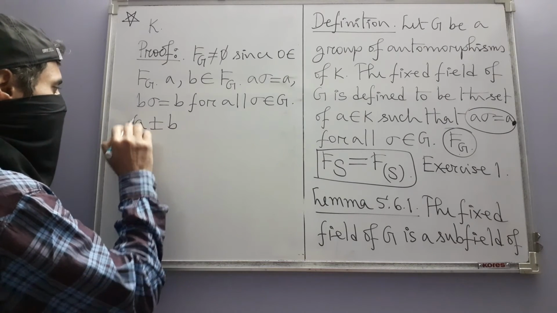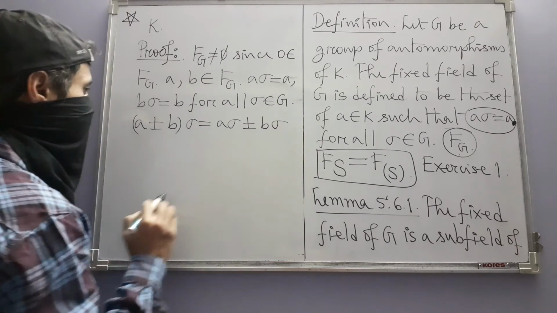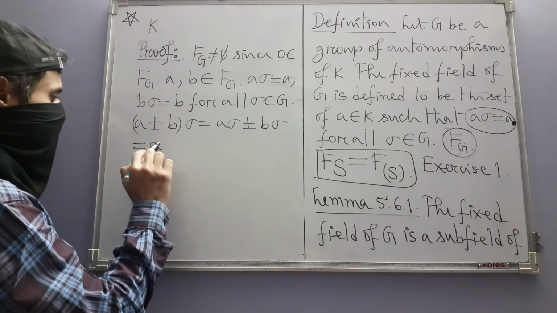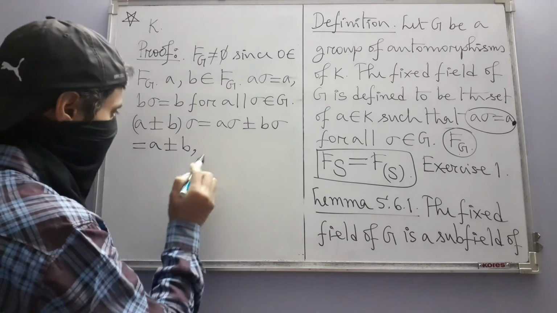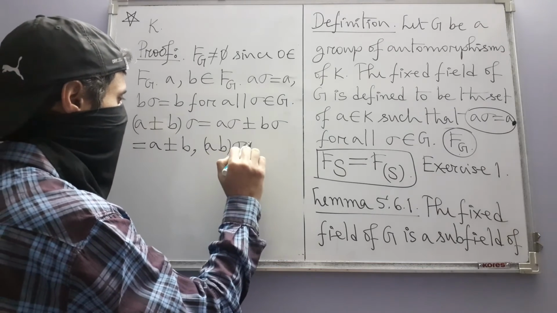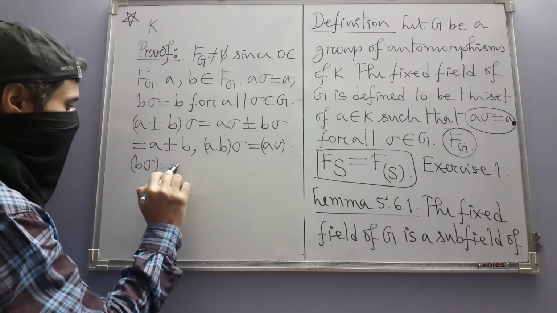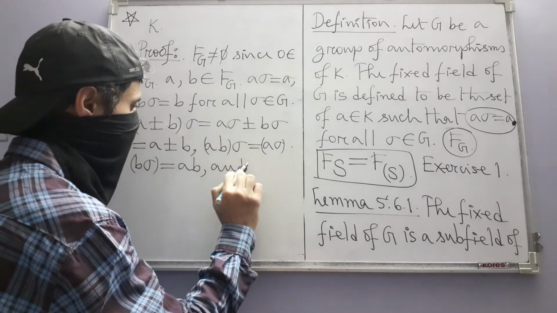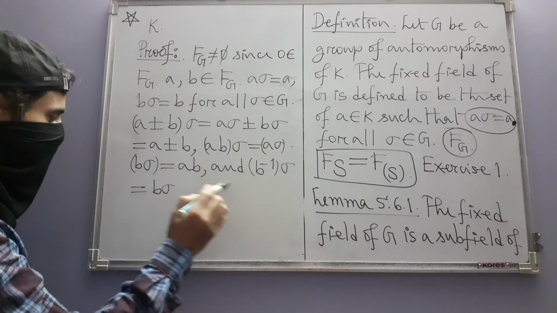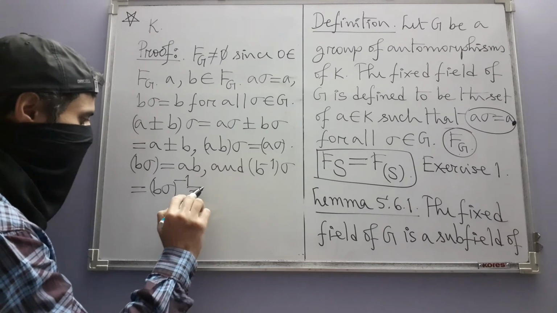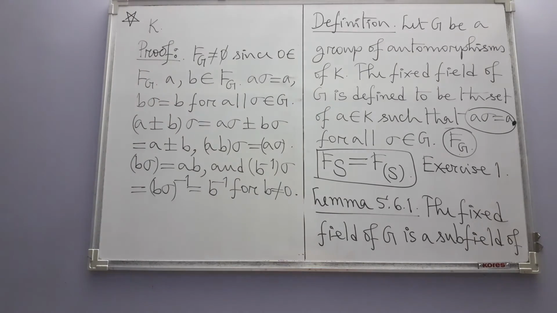So this, in a pretty straightforward manner, is going to imply that such is also the case with any such combinations. A plus or minus B stays like that. AB also stays like that, it stays AB, and B inverse sigma, which by properties of automorphism is the inverse of B sigma, but B sigma is B, this is B for B not equal to 0.